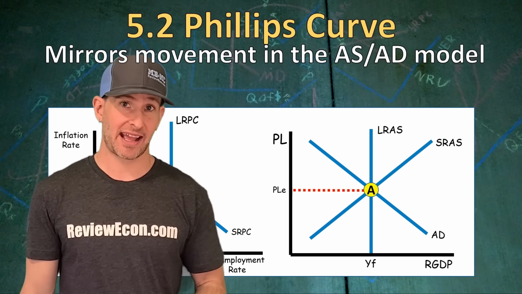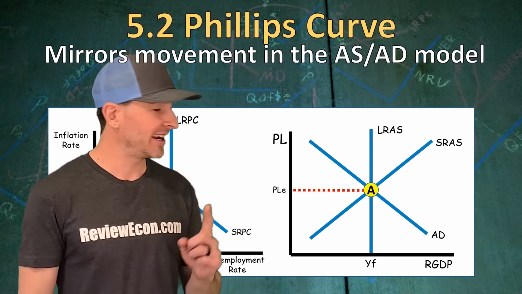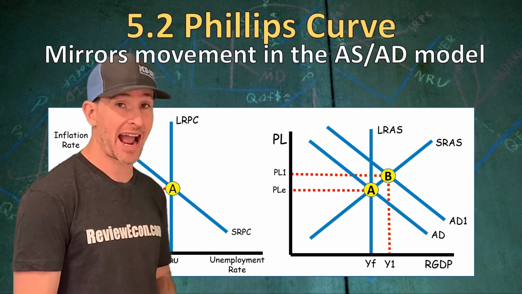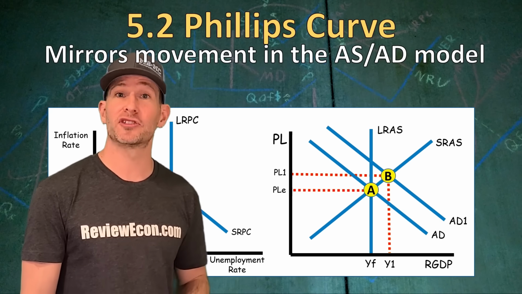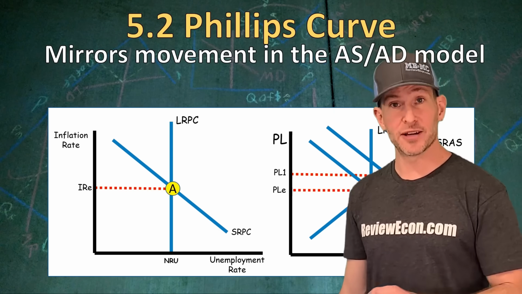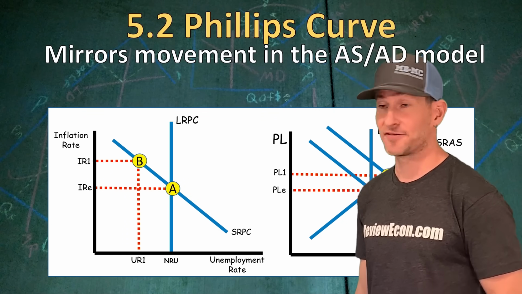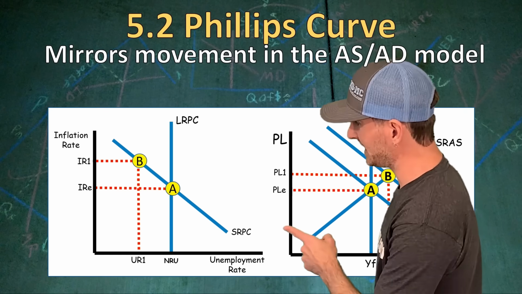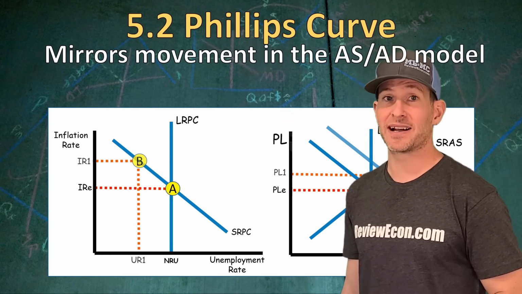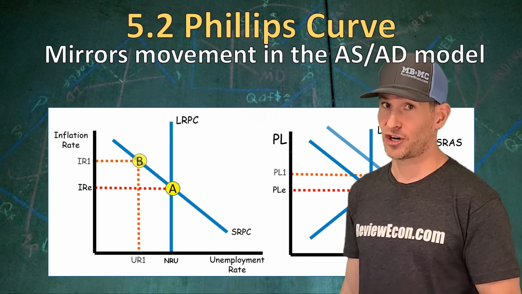Aggregate demand shifts in the ASAD model cause movement along the short-run aggregate supply curve. Here we have a rightward shift of the aggregate demand curve, and that causes movement up to the right along the short-run aggregate supply curve. In the Phillips curve model, that will be shown as movement up but to the left along the short-run Phillips curve, illustrated as point B here.